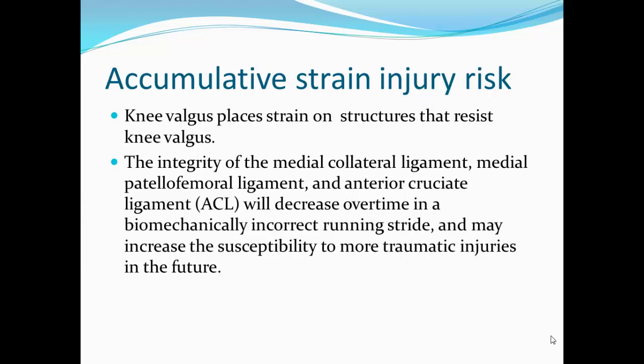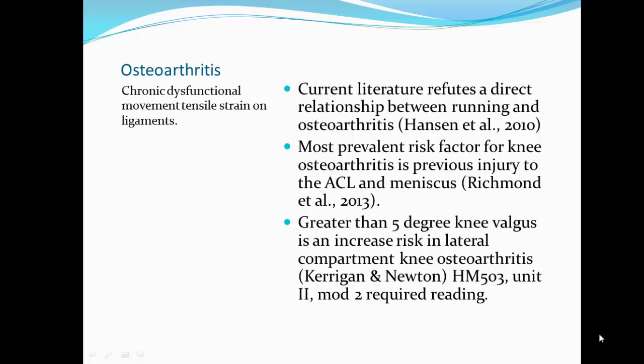So the knee valgus places strain on structures that resist knee valgus. The integrity of the medial collateral ligament, the medial patellofemoral ligament, and the anterior cruciate ligament, ACL, will decrease over time in a biomechanically incorrect running stride and may increase the susceptibility to more traumatic injuries in the future. Another example of a potential injury caused from tensile strain on ligaments would be osteoarthritis.